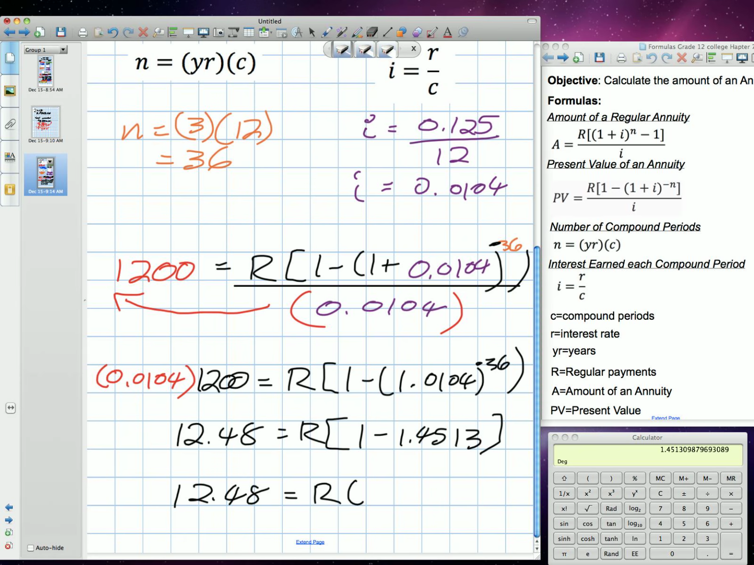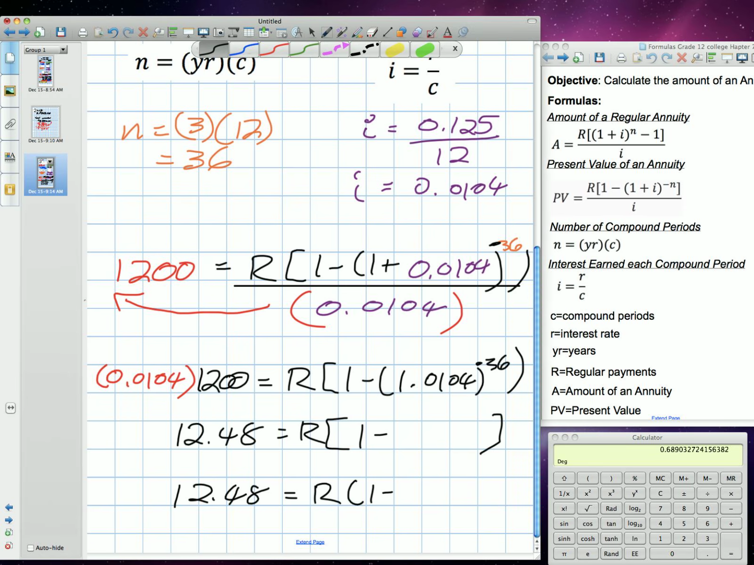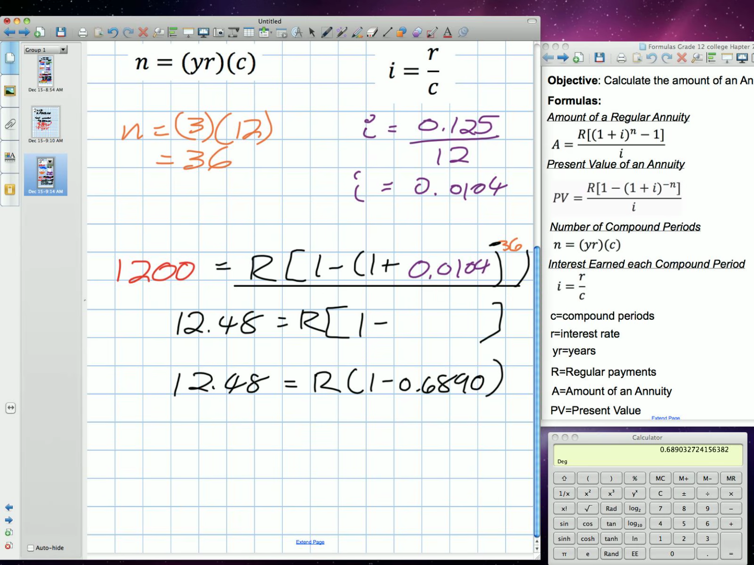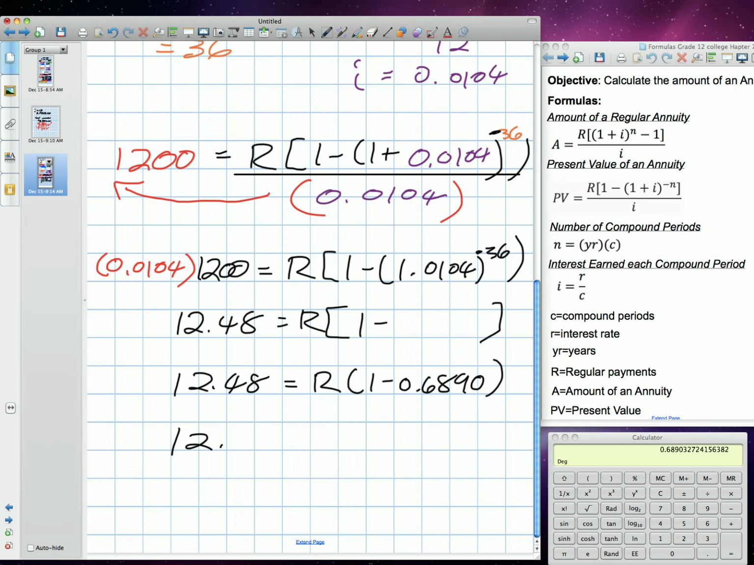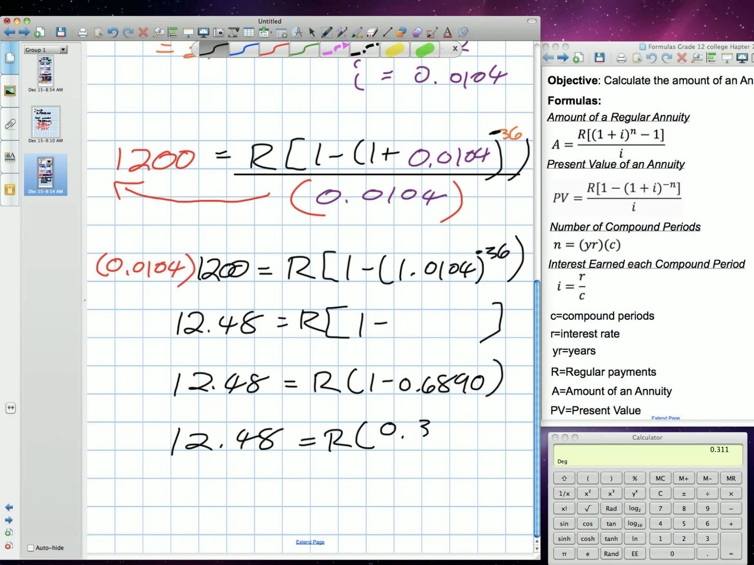We need to put that number into our equation again. 1.0104 to the power of negative 36. There we go. We get a decimal number. 1 subtract... Can you read that again to me? Beautiful. That's acceptable. So 12.48 is equal to our regular payments times... Now we're going to subtract this. 1 subtract 0.689. We get 0.311.